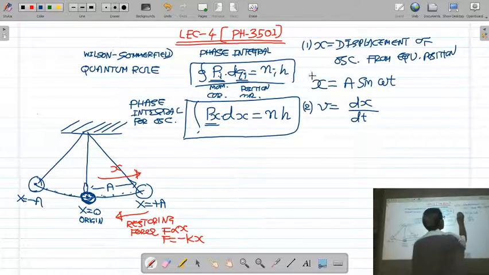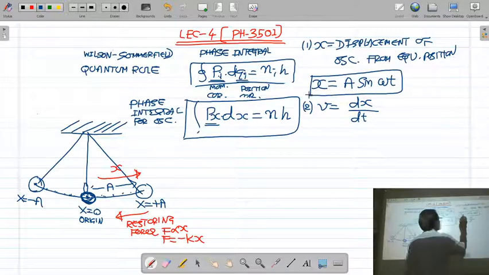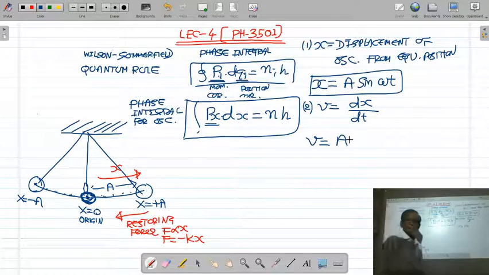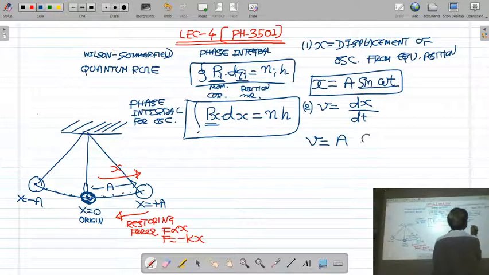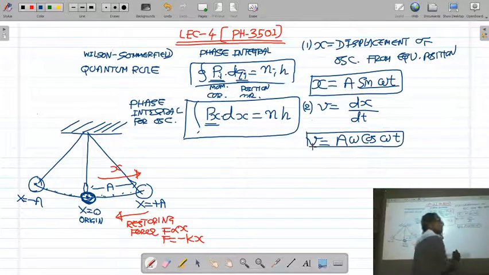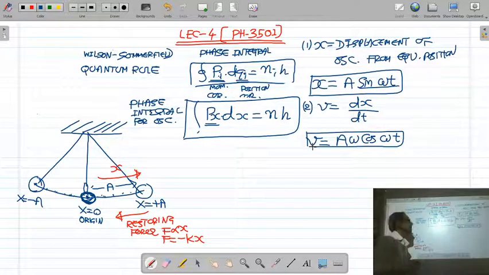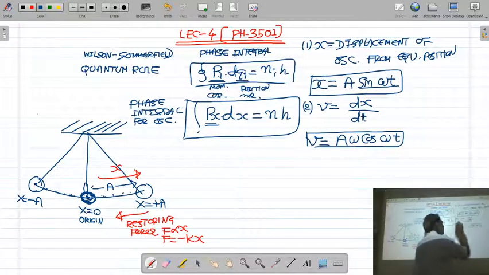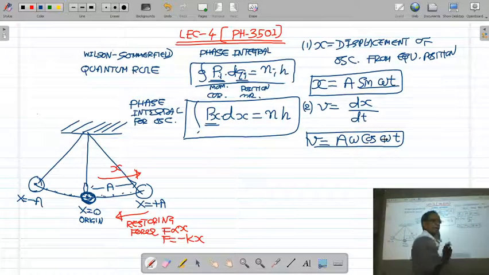So what is the displacement of the oscillator? A sin omega t. So what is the time derivative of displacement, dx by dt? v is equal to, now A is constant, the amplitude is constant, and the derivative of sin omega t will be cos omega t into the coefficient of t, which is omega. So this equation gives the velocity of the oscillator: the derivative of displacement x with respect to time t gives the velocity.